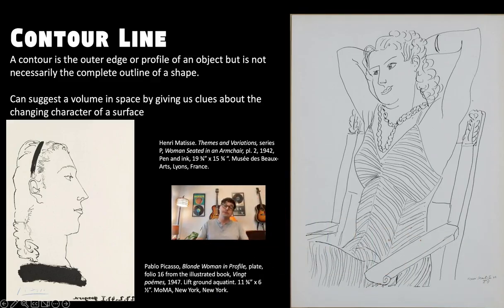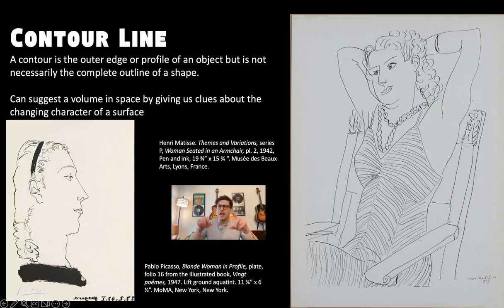We have several different types of line. The three most common that we will talk about in all of my classes are straight lines, curvilinear lines, and implied lines. And then there are several other styles and types of line within those. One is a contour line. Here are two examples, one on the left from Picasso and the other from Henri Matisse.